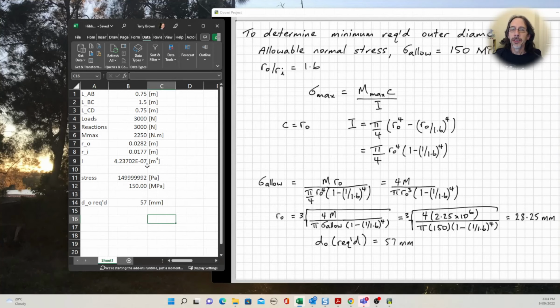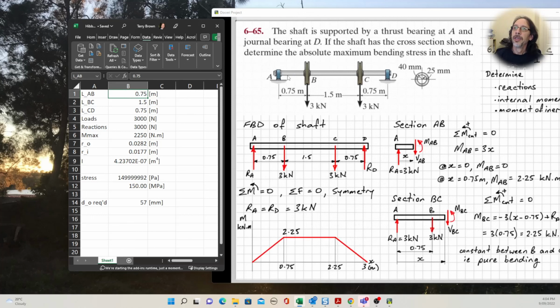Okay, so here I have my Excel spreadsheet, and I've just set it up. So rather than just putting in this equation and putting M in directly, I've put in some of the other parameters that make up the problem. So if I really was doing a design problem, I might need to change these values. Right, so here I've got the length LAB. So let's go back to the problem here. Length LAB is 0.75, length BC is 1.5, length CD is 0.75, and so on.